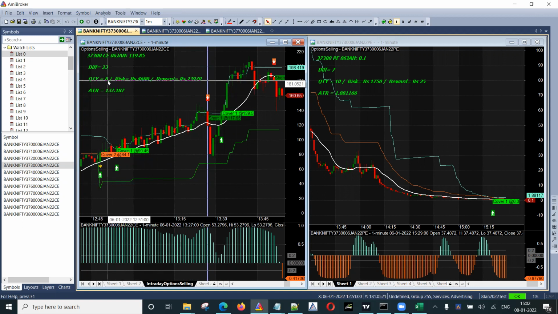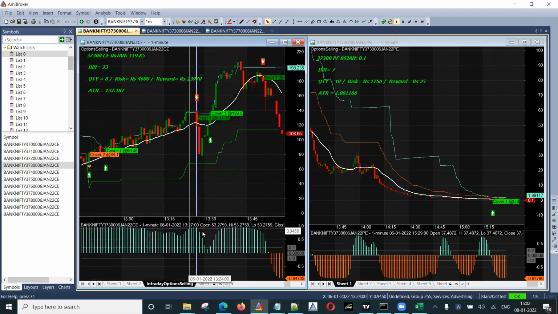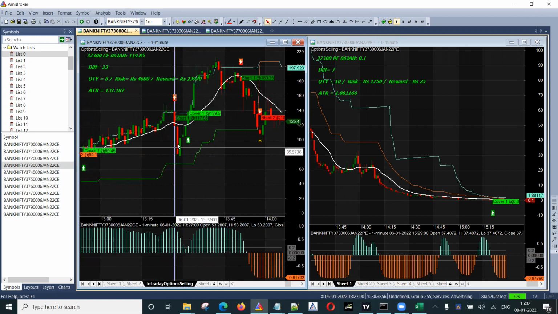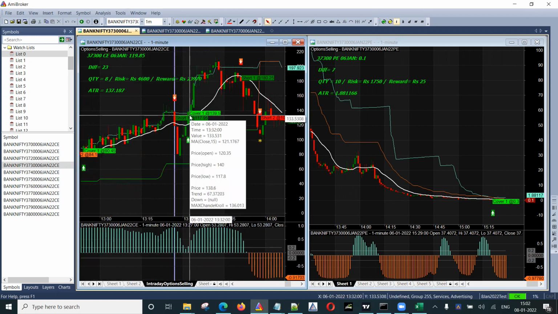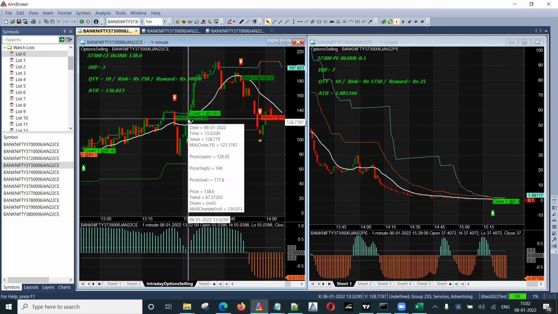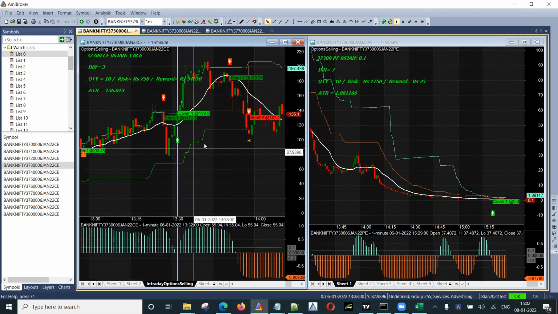Quantity to be traded is 8. Remember that the maximum quantity that can be traded is 10. However, if you see, this oscillator is green, so we have to avoid. We cannot do anything. And it gives a cover signal, so we got saved from this particular loss.